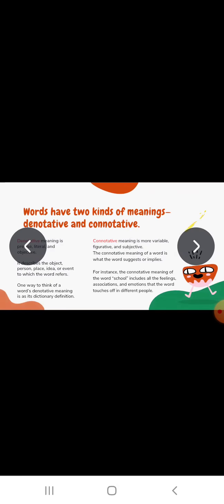So there are two meanings of words here. One is denotative and another one is connotative. Denotative meaning is more precise, literal, and also objective. It can describe the object of a person, a place, idea, or event. Basically, denotative meaning is the meaning that you can find in the dictionary itself, while connotative is more subjective and figurative.